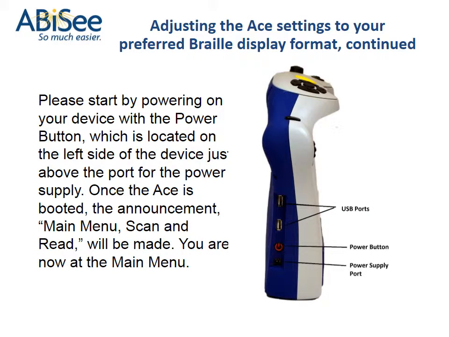Adjusting the Ace settings to your preferred braille display format. Continued. Please start by powering on your device with the power button, which is located on the left side of the device just above the port for the power supply. Once the Ace is booted, the announcement, Main Menu, Scan, and Read, will be made. You are now at the main menu.